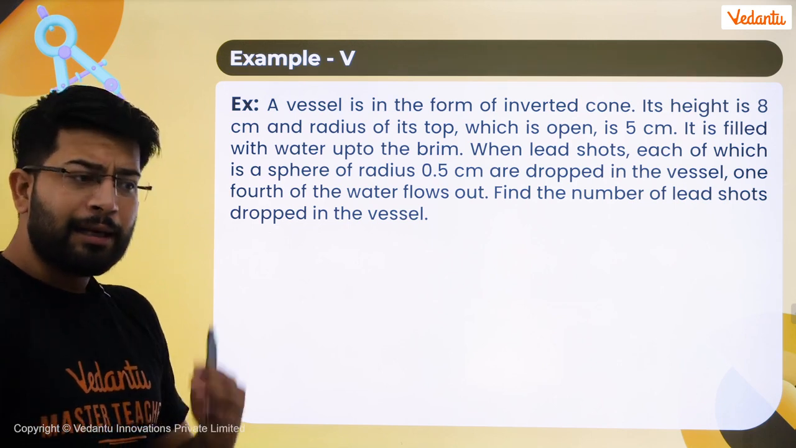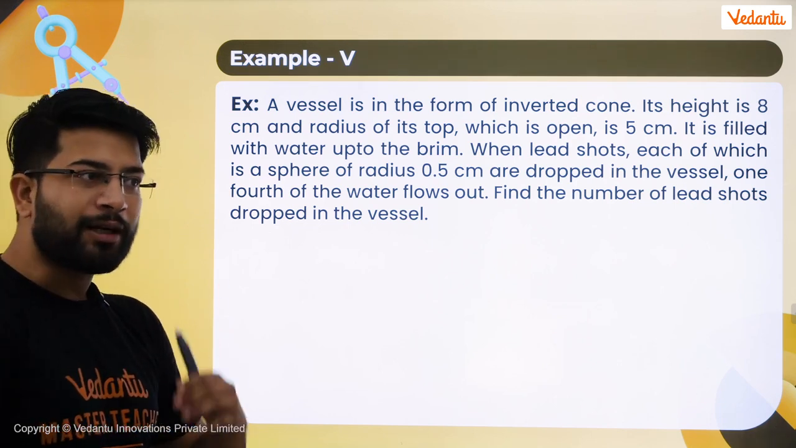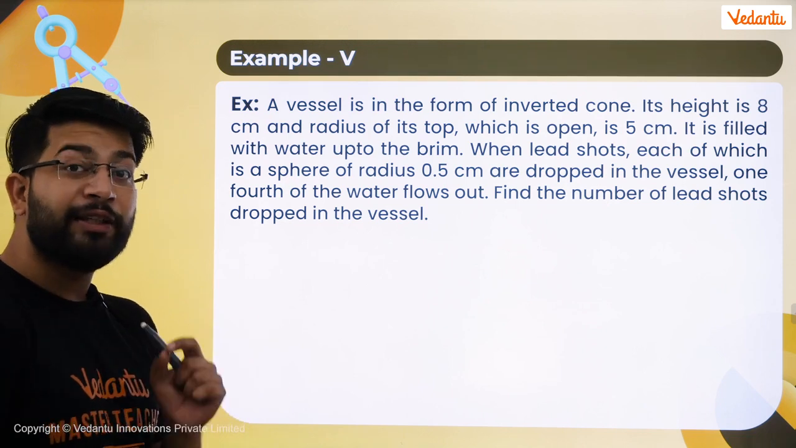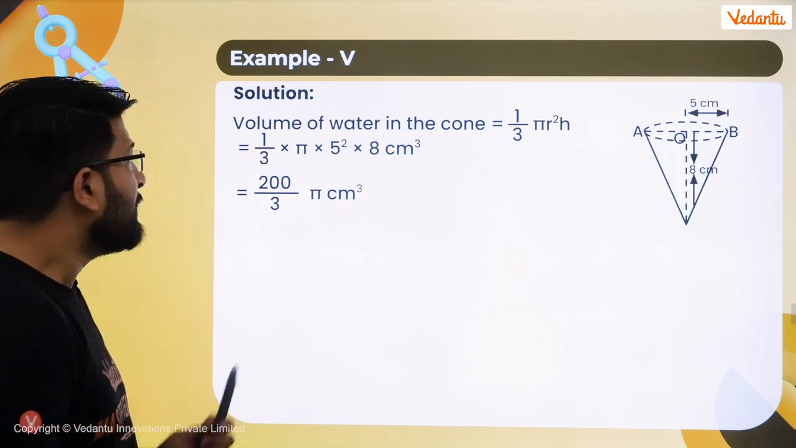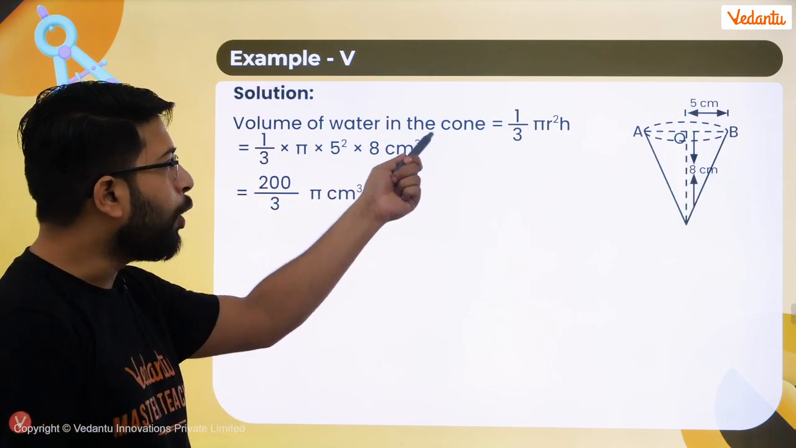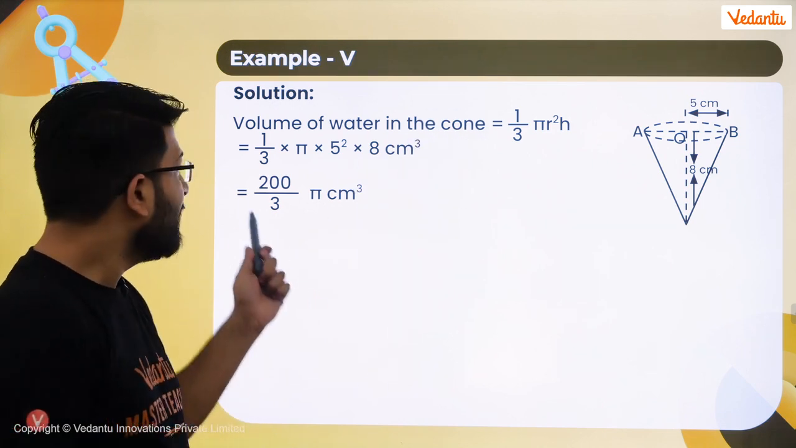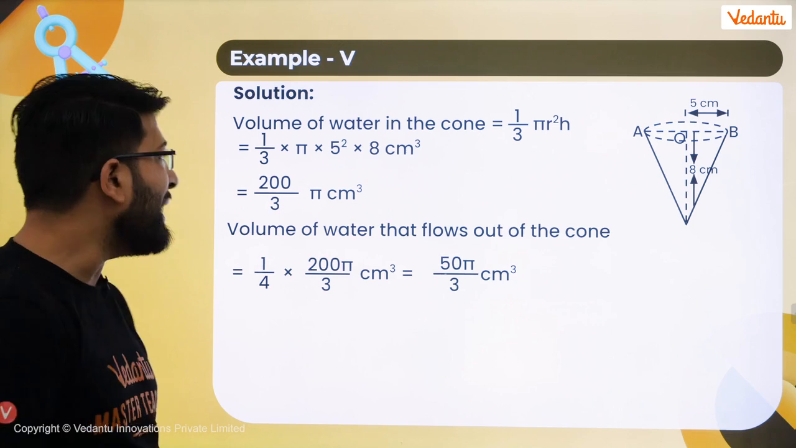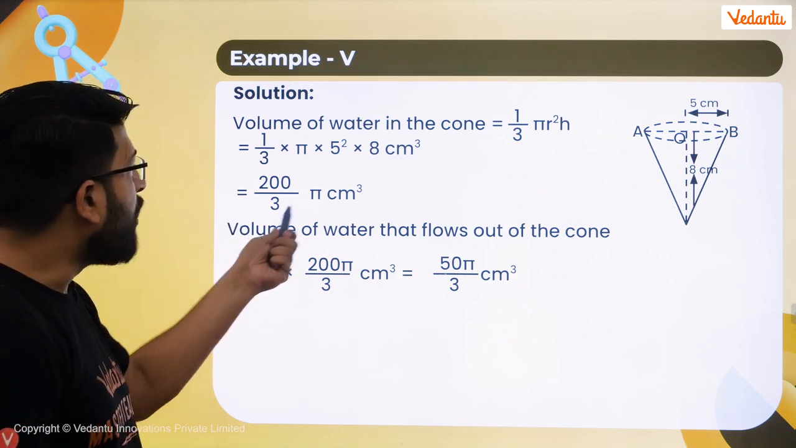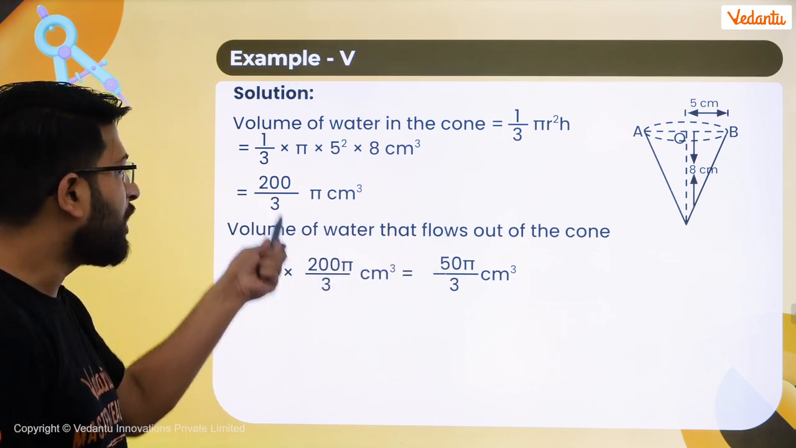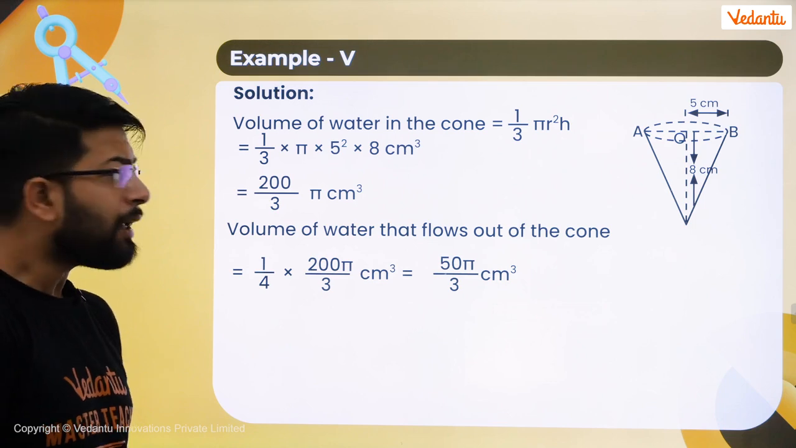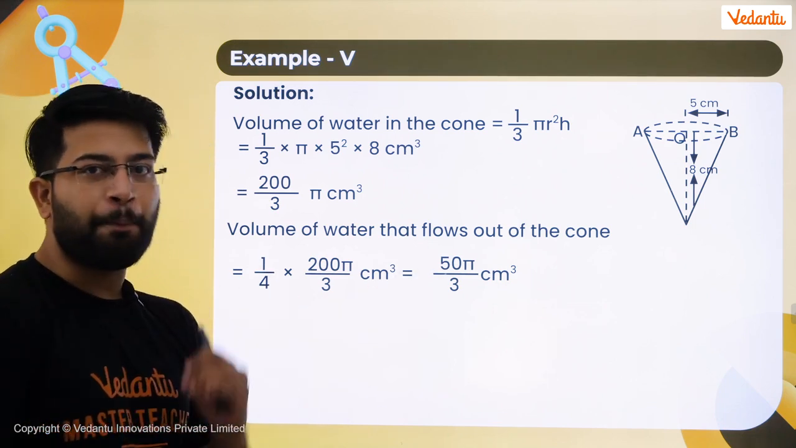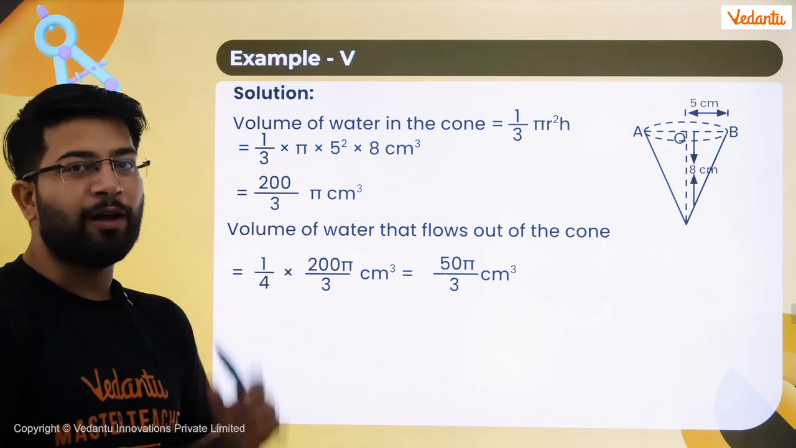We know that the volume of the water that flows out is equal to the volume of the spheres which they are replacing. That's it. So champ, the volume of water in the cone is 1/3 pi r square h. This is the volume. 1/4 of this flows out, right? So champ, the volume of water that flows out will be what? 1/4 of this, 50 pi by 3. So this volume will be equal to the volume of all these spheres which we have dropped in the vessel.